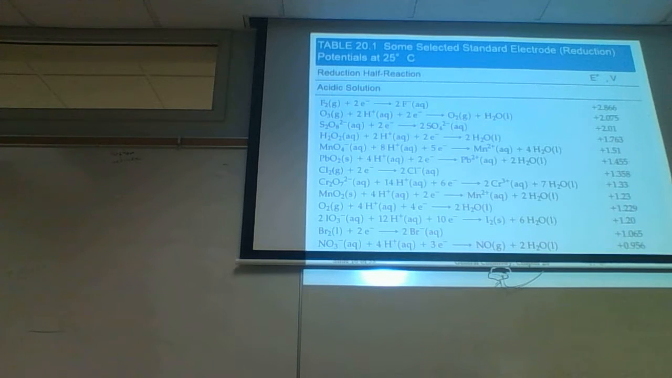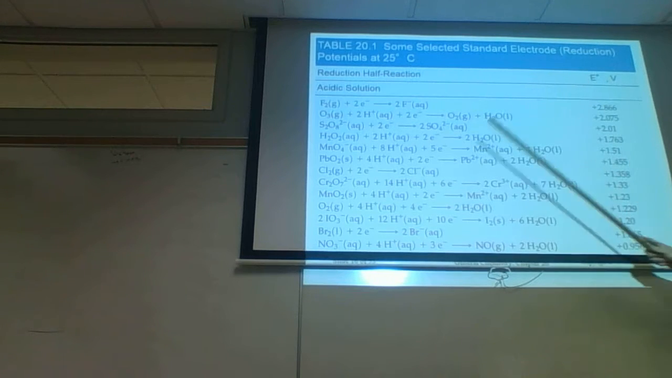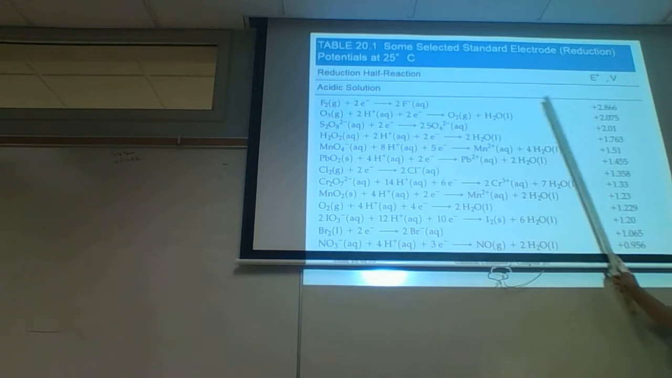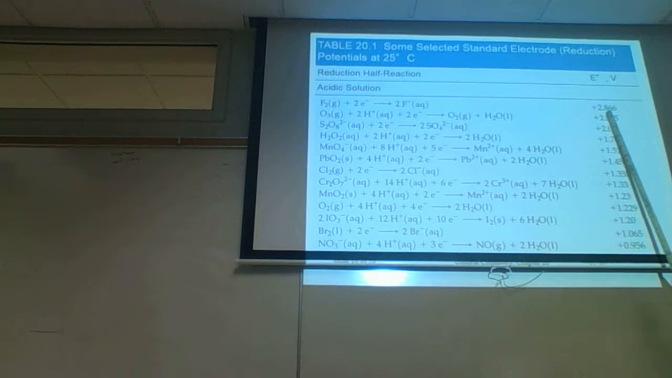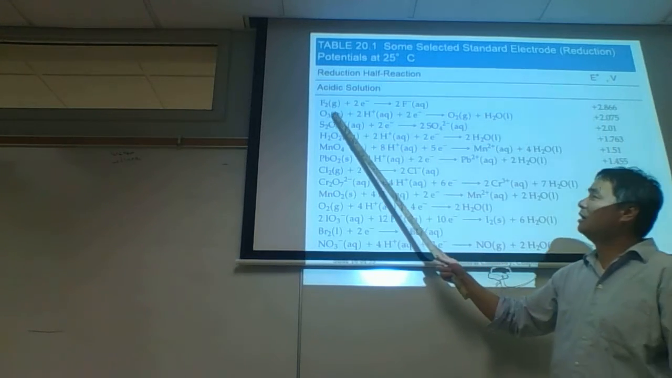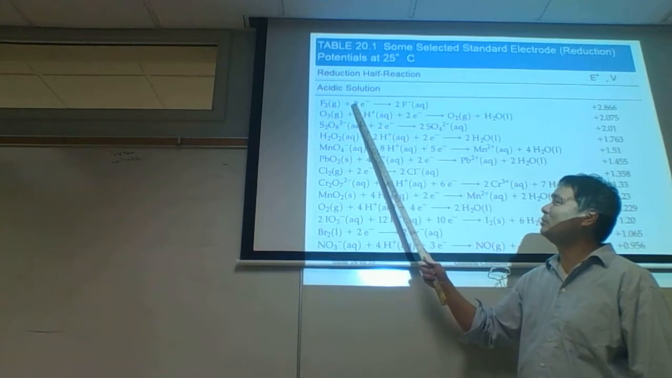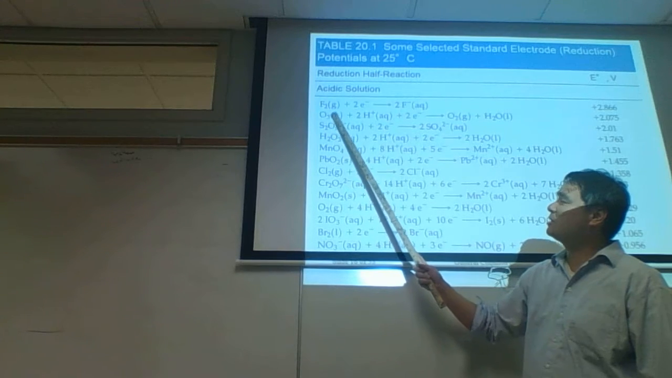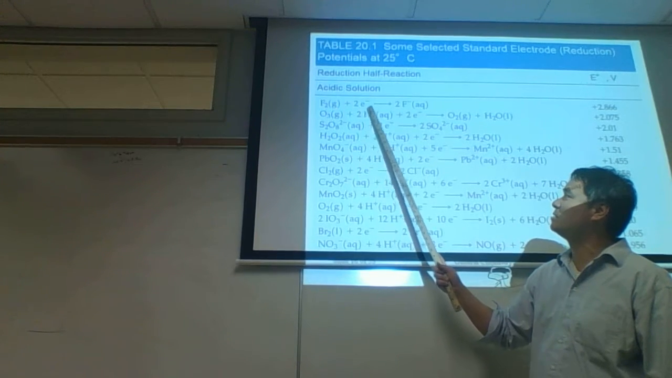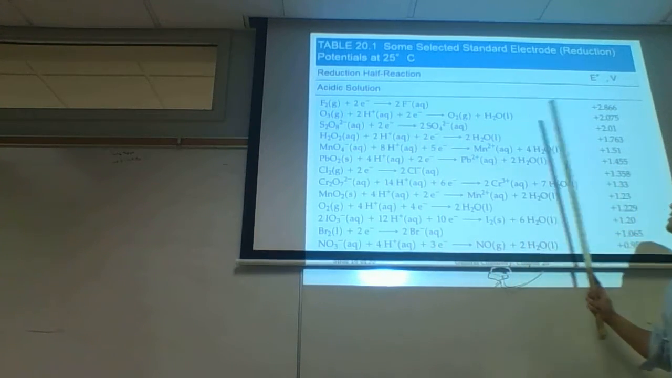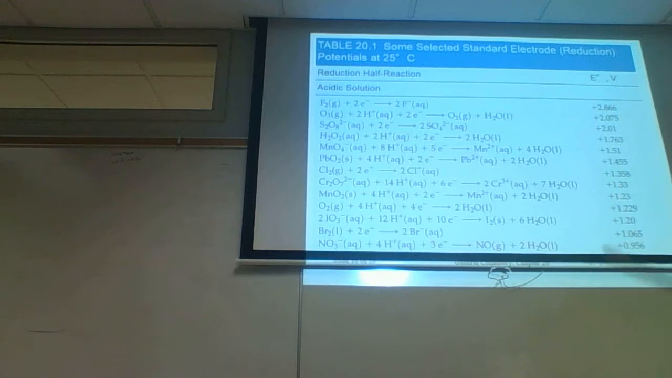The table is going to show all these are all reduction potentials here. Fluorine is going to have the highest reduction potential. A high reduction potential means it's got a high likelihood of being reduced. Fluorine is the most powerful oxidizing agent. It wants to take electrons to form fluoride. And so that's going to have the highest potential, plus 2.866 volts.